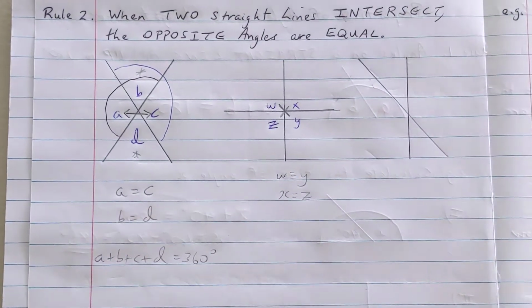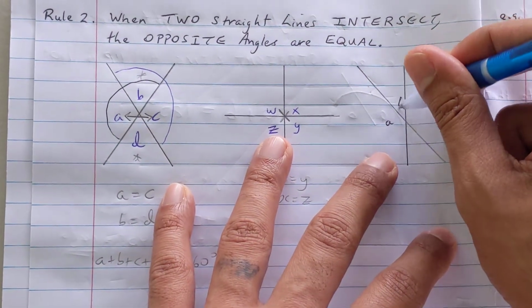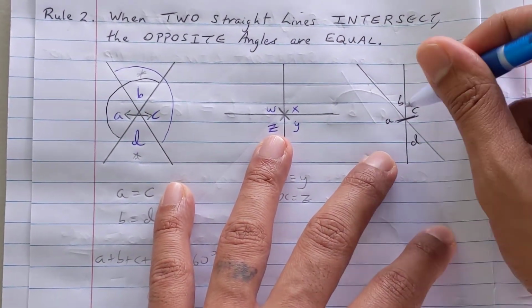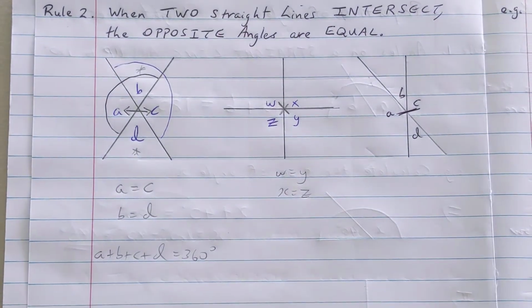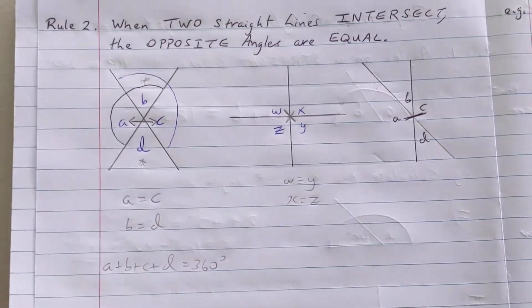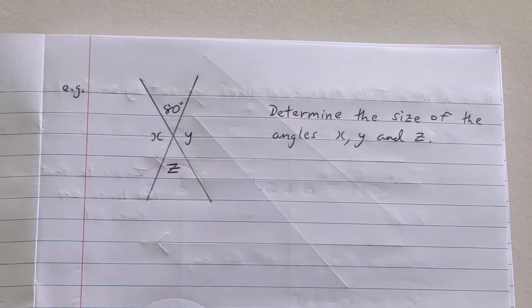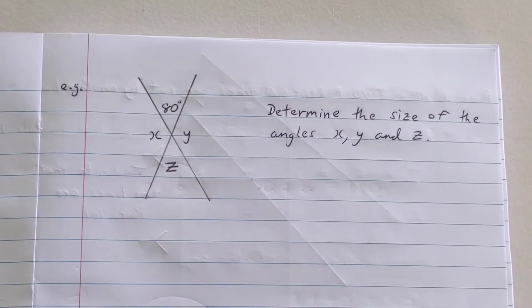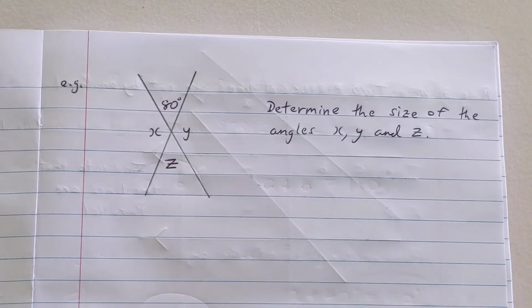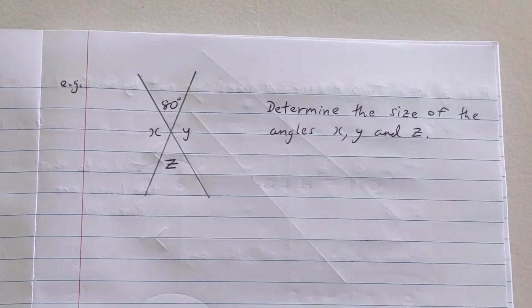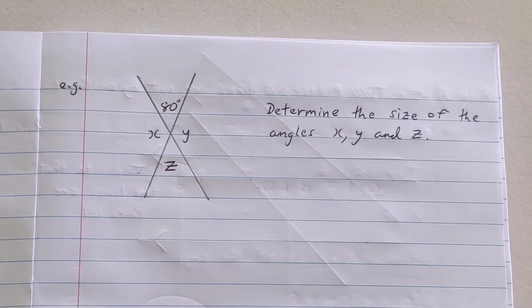And again, just to show you one more example, A, B, C, D, these two are going to be equal, and these two are going to be equal as well. Let me show it a little better in an example though. So I have two straight lines intersecting or crossing, and I want to determine the size of the angles marked with the letters.